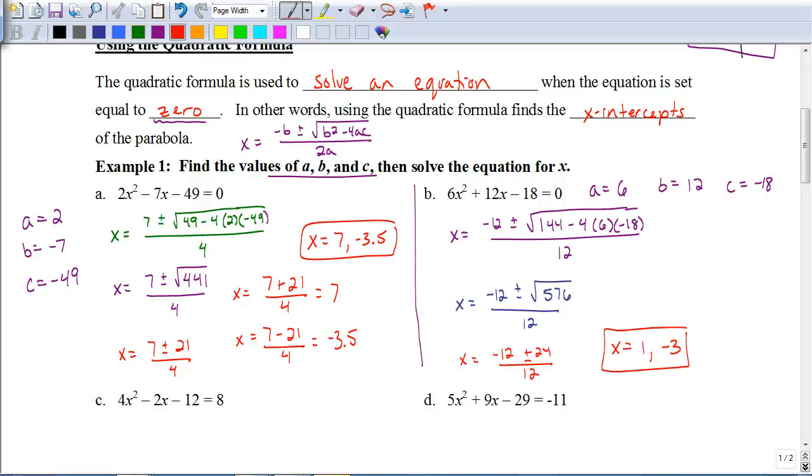Okay, so let's see if you got this as your answer. Looking at the work that I did here, you can see that when you simplify under the radical, that's the next step in blue here. 144 minus 4 times 6 times negative 18 gives you 576. The square root of that is 24, so now I have negative 12 plus or minus 24, all divided by 12. Negative 12 plus 24 is 12. Divide that by 12, I get 1. Negative 12 minus 24 is negative 36. Divide that by 12, you get negative 3. So those are two solutions for x.